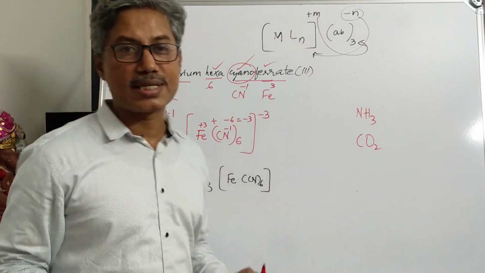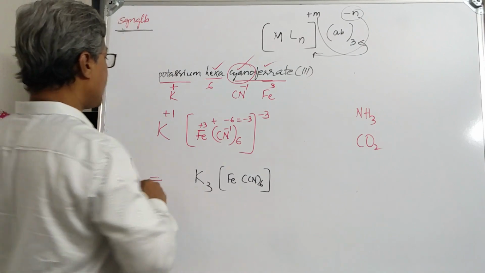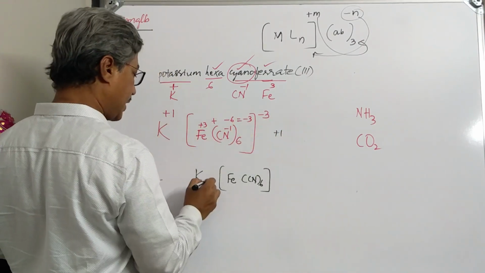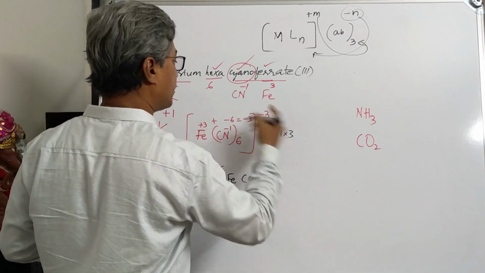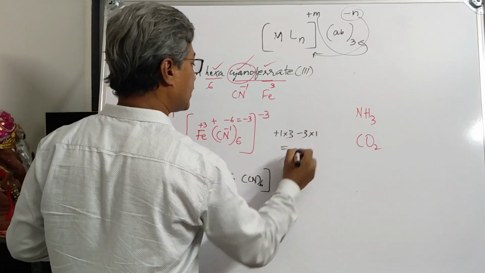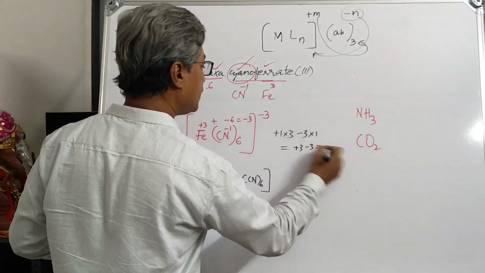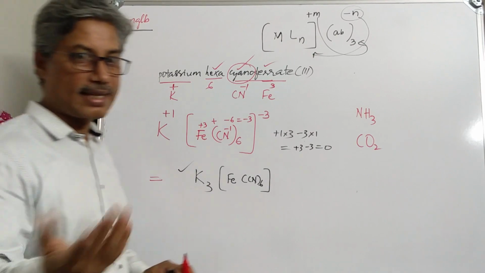Now look at the sum of the charges. If a coordination compound is given, then the sum of the total charge must be equal to 0. Look at this. This is plus 1 into how many? 3, plus what is the charge on this? Minus 3. How many times is it? 1 into 1. What is the charge? The sum of these two values will be plus 3 minus 3, which is equal to 0. Therefore, it is correct. Now take another example.